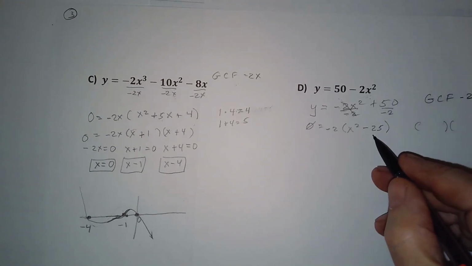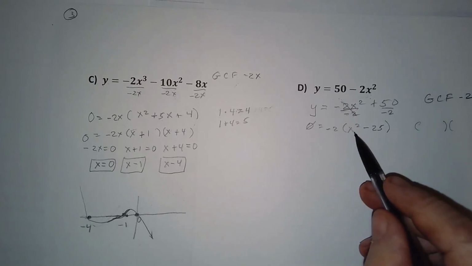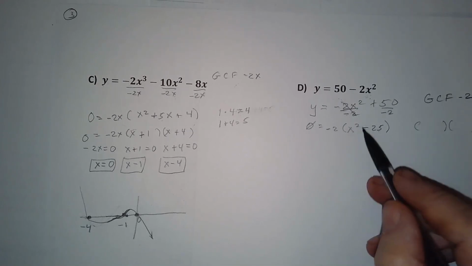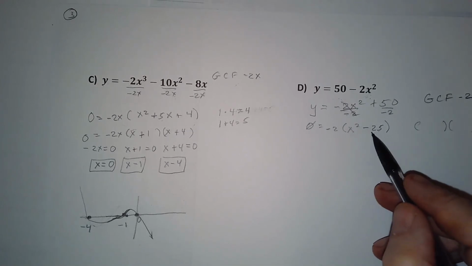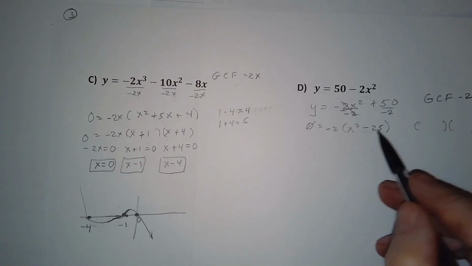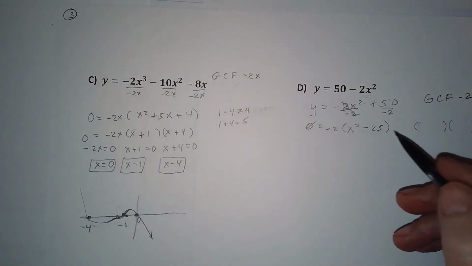What times what equals negative 25 that when added together? Well, it's going to create a cancellation situation. So look at this. This is x squared. This is 25, ignoring the negative sign for a moment, or the subtraction sign. So these are perfect squares. This is difference of squares again, which is what we saw in the previous slide.